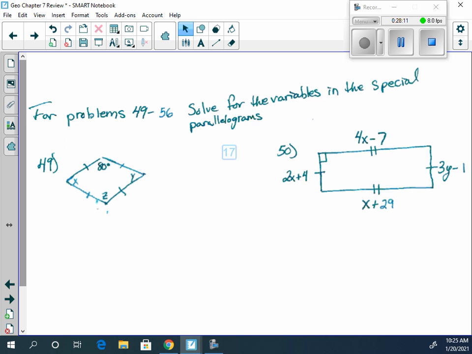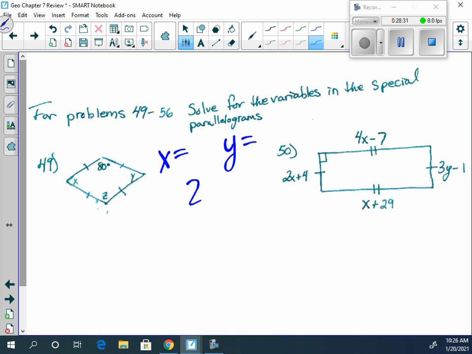Questions on 49 through 56. Solve for the variables in the special parallelograms. 49. So we need to find the value of x, the value of y, and the value of z. Which one do we know for sure? Z is going to be 80.